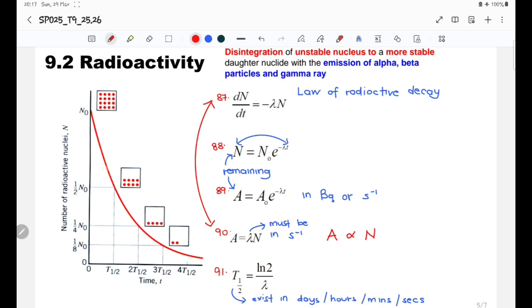So basically these are the equations applied for the subtopic 9.2. Alright.